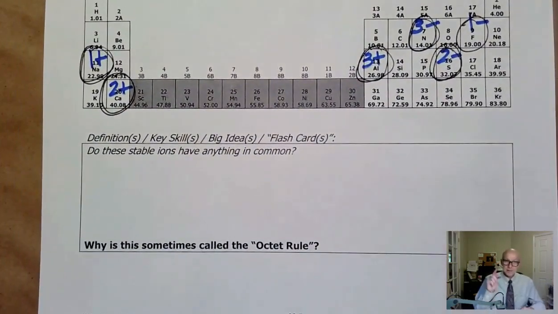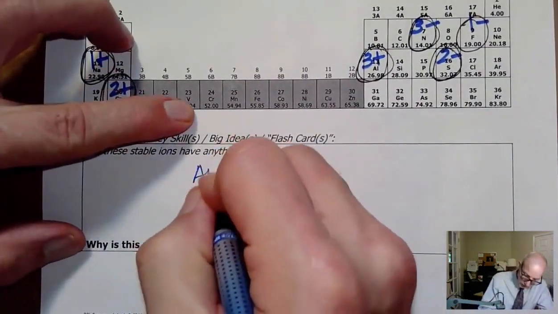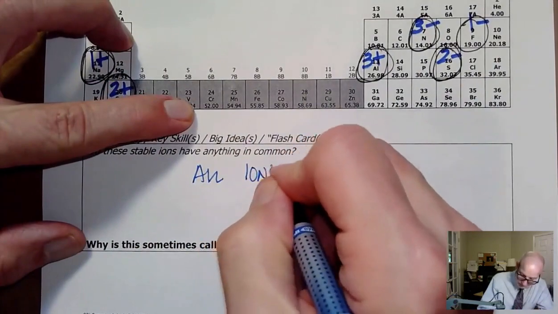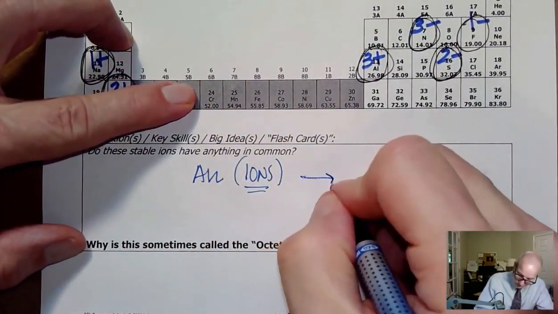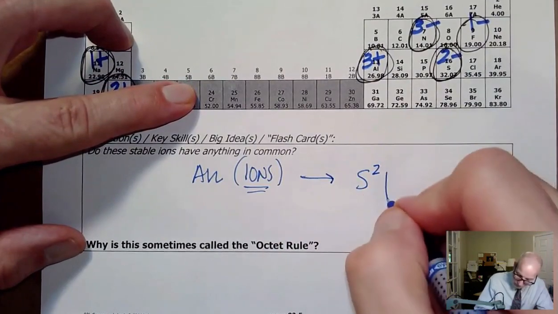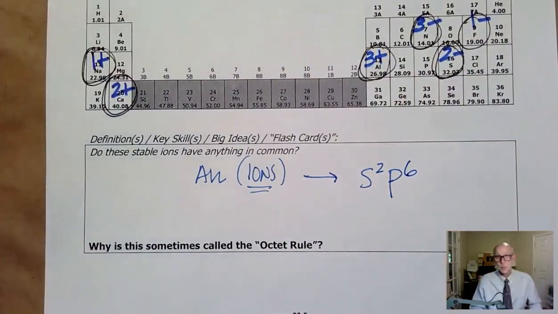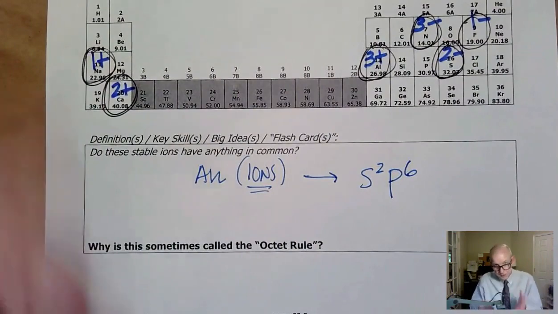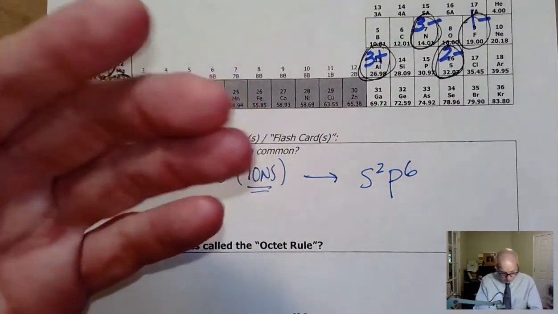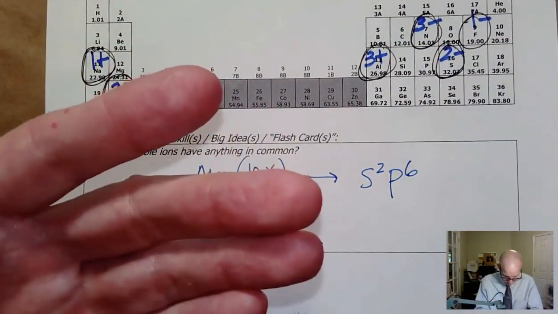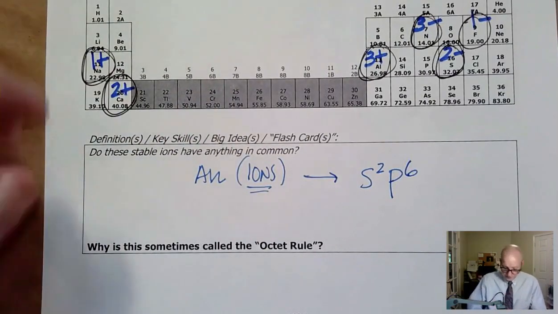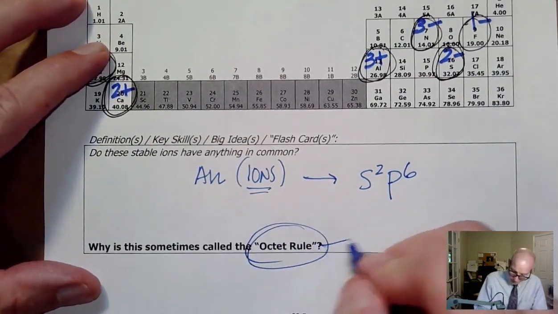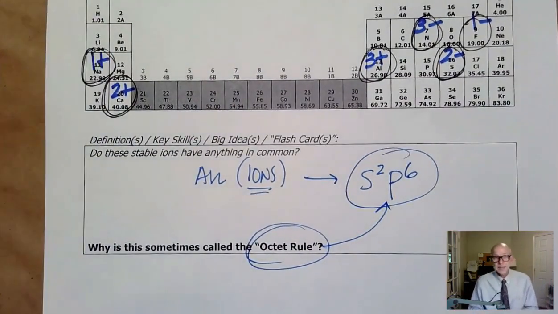All these ions that we're looking at, all ions in these examples, go to s2p6. Whoa! What's 2 plus 6? Get your calculator out. 8. Would you be surprised if we said, well, octet's sort of another word for 8? We sometimes call this the octet rule.